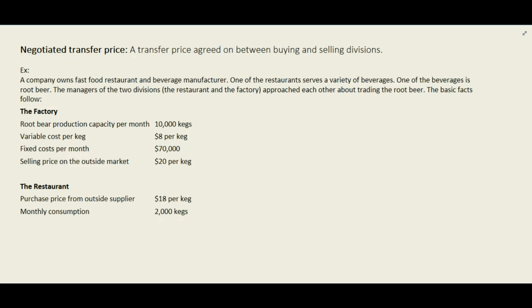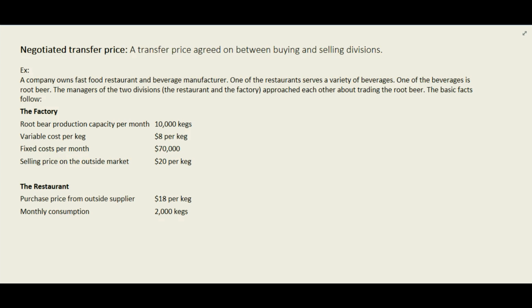A company owns a fast food restaurant and a beverage manufacturer. One of the restaurants serves a variety of beverages. One of the beverages is root beer. The managers of the two divisions, the restaurant and the factory, approach each other about trading the root beer. The basic facts follow. So we have two divisions. One of the divisions, the factory, will sell root beer to the restaurant in the same company.